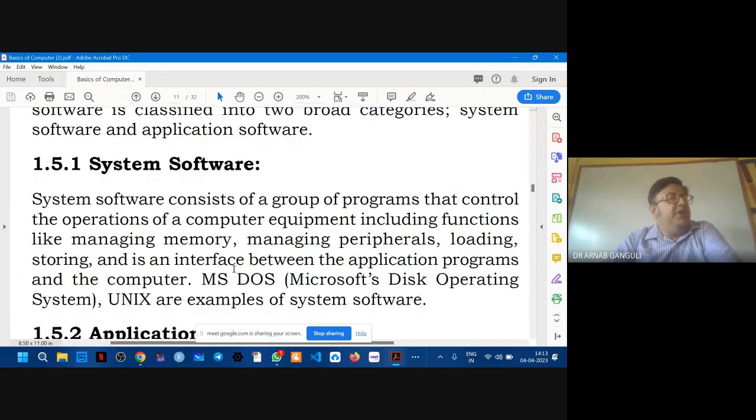So what is a system software? See, a system software is a group of programs. It contains the operations of a computer equipment, like managing memory, managing peripherals, loading, storing, and it is an interface between application.